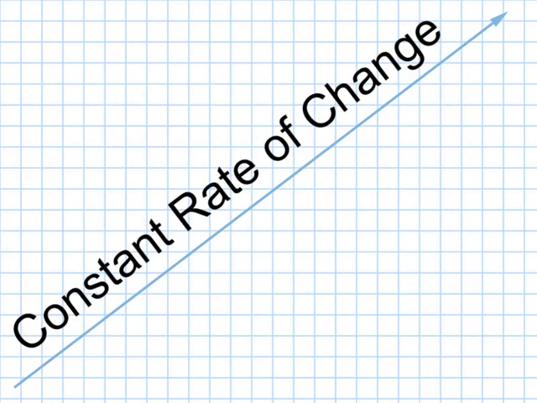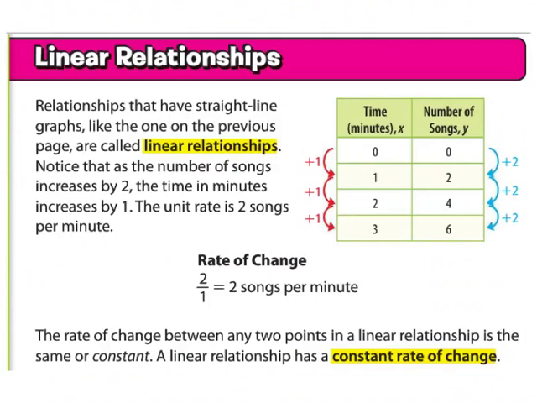Alright, we're going to talk about constant rate of change. So first we're going to talk about linear relationships. All that means is relationships that have a straight line graph. They are called linear relationships.